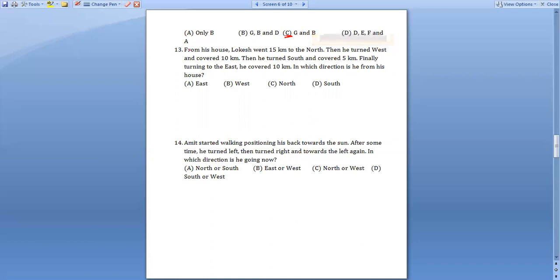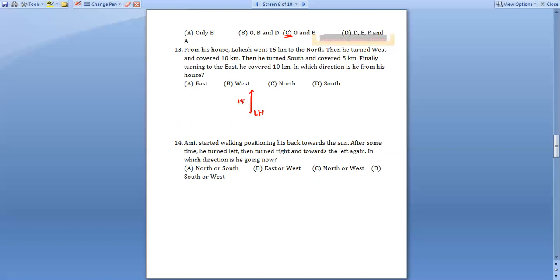Next, problem number 13. From his house. Okay, this is from direction sense test. From his house, Lokesh went 15 kilometers to the north. Okay, first let us fix the position of Lokesh's house. So this is Lokesh's house. From here, he went 15 kilometers to the north. Go upwards. So 15 kilometers.